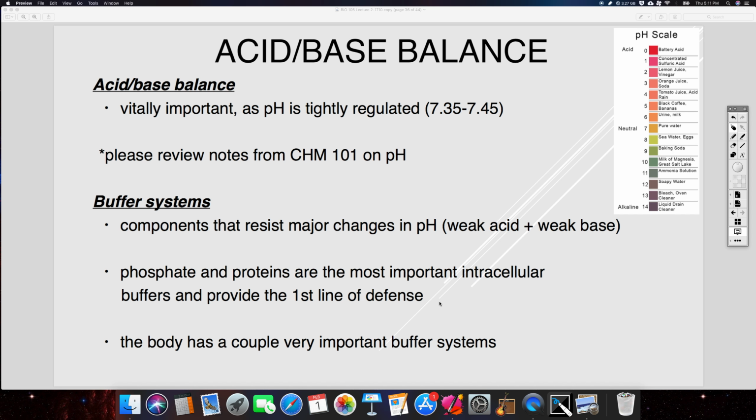Our first line of defense when it comes to buffering is phosphate and proteins. These are negatively charged. We find them outside the cell, but also inside the cell, so they're really important. They're probably the most important buffer system inside cells. The reason is that they're negatively charged. For example, phosphate, PO4-, since it's negatively charged, if you have an influx of H+ ions into the cell, which you would see in acidosis, it can kind of suck them up and neutralize them. That's why it's such an important intracellular buffer. Proteins really do the same thing.